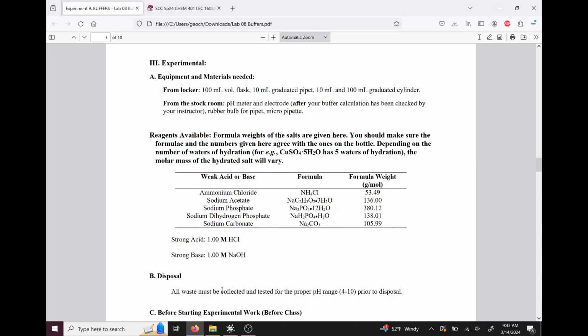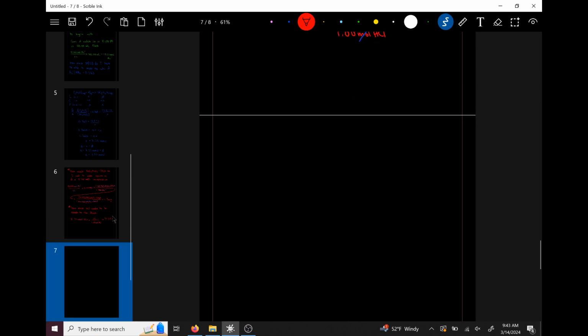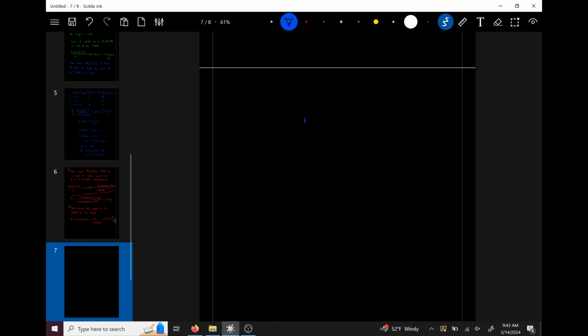My goodness. All right. I'm going to insert a page to give you a graphical representation of what you're supposed to do in lab to create this solution. All right. I have a 100 milliliter volumetric flask. Crude drawing, but it gets the job done.